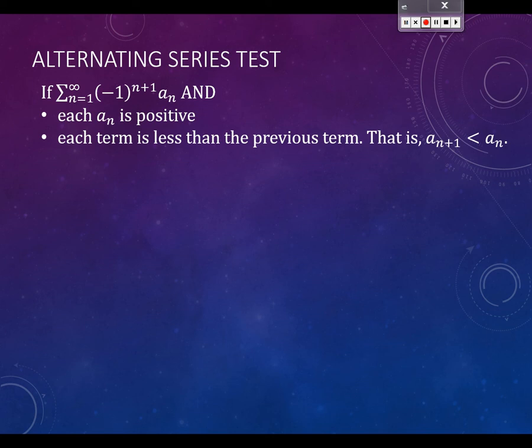Together, the first two you might say are decreasing in absolute value. You might say, or something like that. I don't know. And then we also require that the limit be 0.